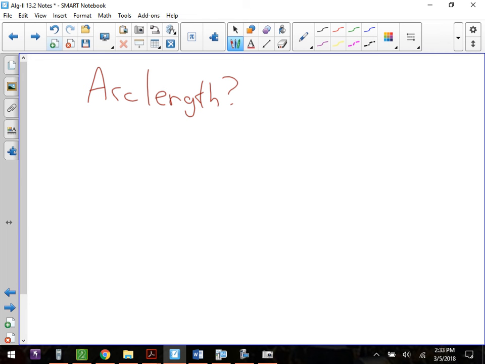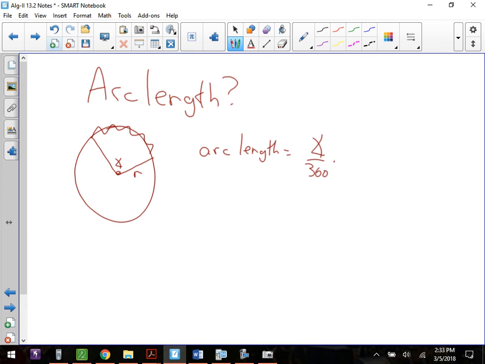You remember arc length? When you did arc length, you had some central angle, a radius, and it was how far you were on the circumference. Now, I know that I wrote mine out as this. The arc length was your central angle over 360 times 2 pi r. Remember that?